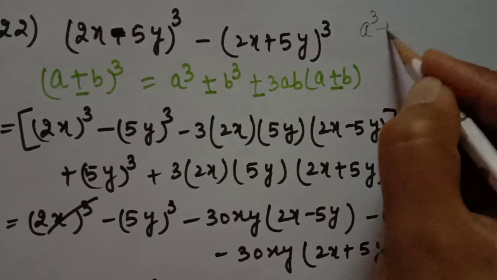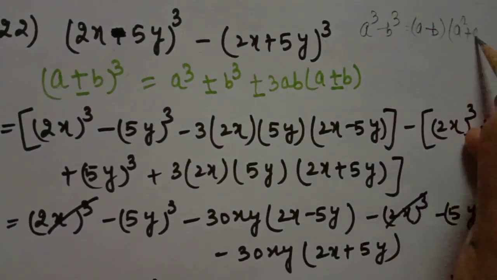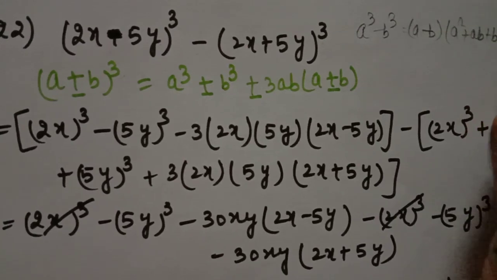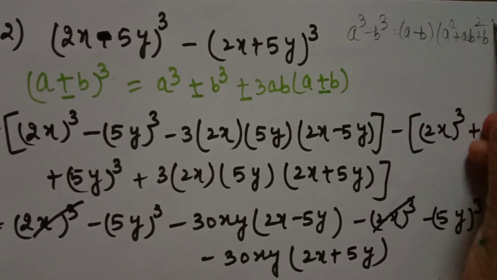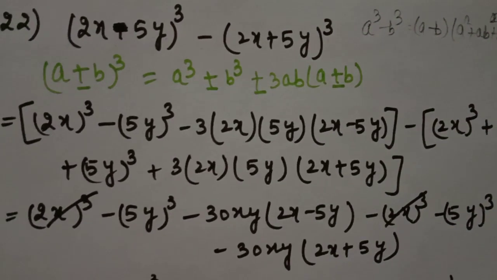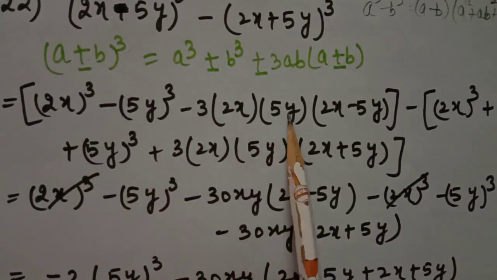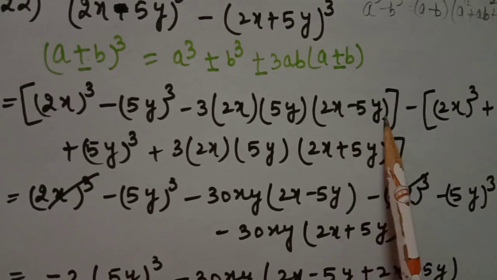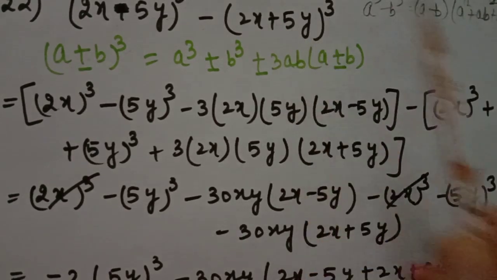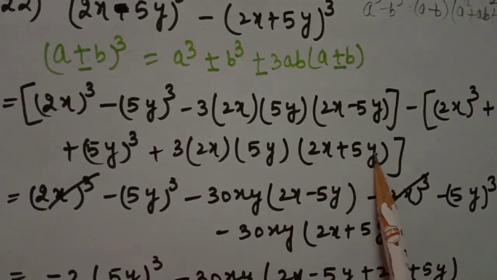You know the a cube minus b cube identity, which is a minus b and a square plus ab plus b square. So students, you can solve this question with two different identities. I am following this identity. So a minus b whole cube is a cube minus b cube minus 3ab and bracket a minus b. Second one, a plus b whole cube is a cube plus b cube plus 3ab, a plus b.